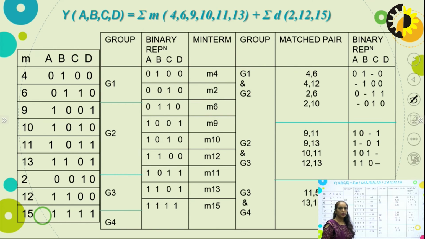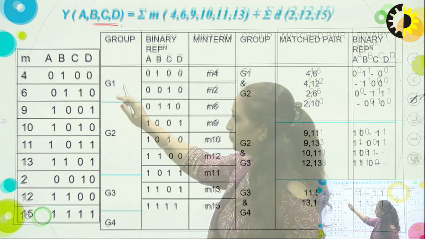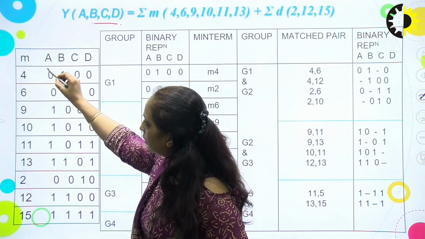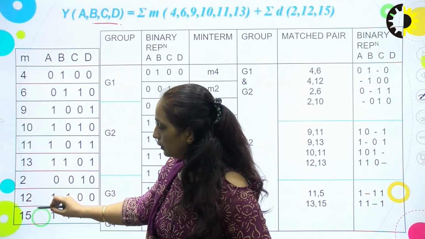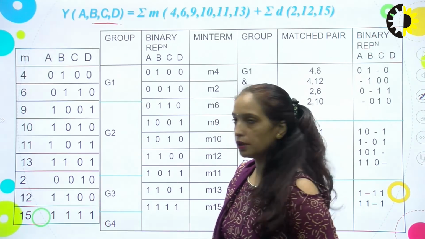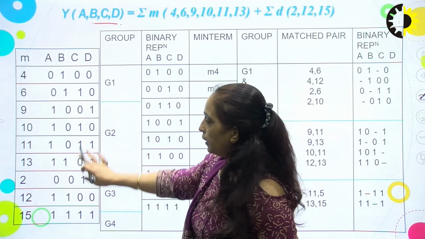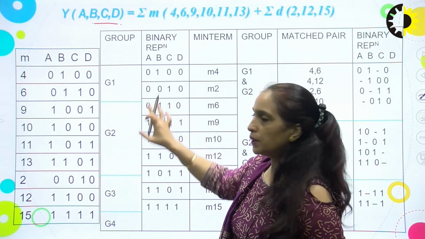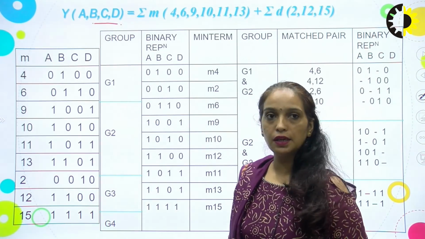So, let us take one more example if you have some don't cares in the question. Suppose I have the equation y is a function of a, b, c, d with the minterms at these places and don't cares at these places, okay. The process is going to be the same. We write all the minterms and don't cares, okay. Write them in binary representation. Divide these minterms including don't cares into groups in such a way that each group will have the same number of ones.